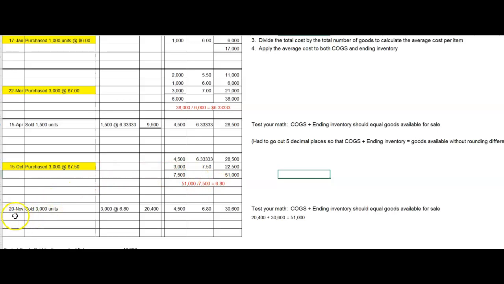Then on the November 20th sale, we need to apply the $6.80 average cost times the 3,000 units sold for a cost of goods sold of $20,400, and apply the $6.80 average cost to the 4,500 units not sold for a $30,600 ending inventory, and the math does work. Cost of goods sold of $20,400 plus ending inventory of $30,600 does equal the $51,000 of goods available for sale immediately before that sale.